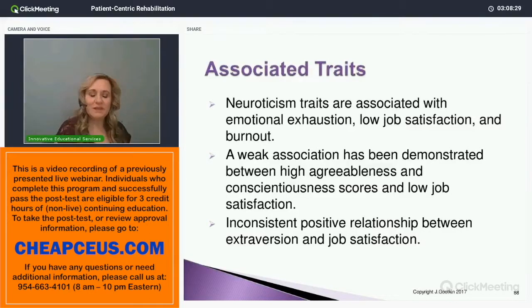Looking at different associated traits, this was an interesting study. One of them that I had read was looking at individuals who have a high level of agreeableness. Those are the go-with-the-flow people, they're very flexible, they adapt, which is great, and they're very conscientious, they actually have low satisfaction scores. So that's placing them at a greater risk of burnout.